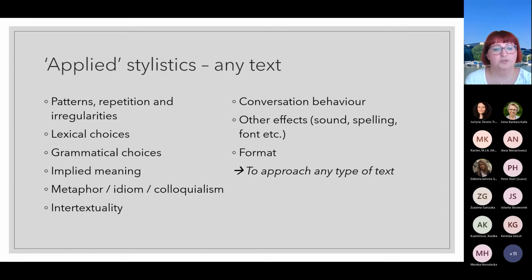So patterns, repetitions, irregularities, lexical choices, grammatical choices, and implied meaning. So this is the pragmatics, metaphor, idiom, colloquialism, any other literary devices that you can think of. Intertextuality, so referring to other texts or other styles. If it's referring to or invoking a style of another text, we would call it interdiscursivity. Conversational behavior and other effects like sound, spelling, and font. These are really useful when you analyze adverts, for example. And format. And I think these are more useful to think about if you approach any other text, right? Not just literary or high literature.